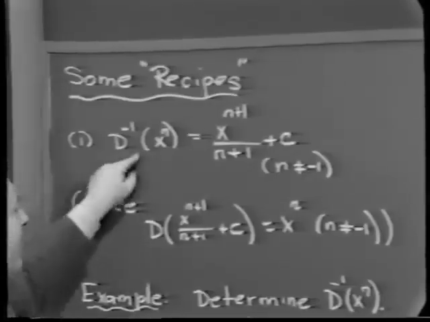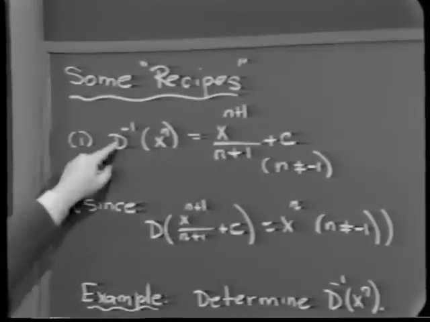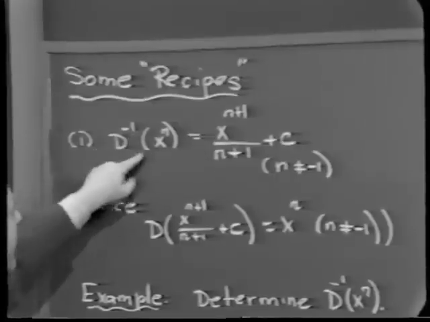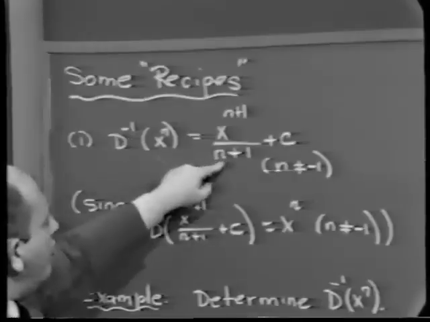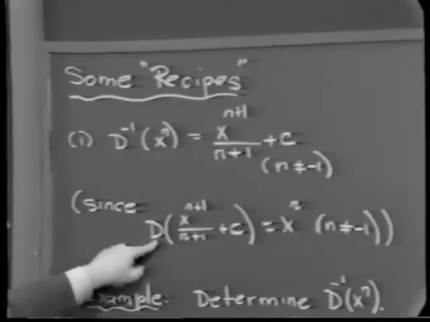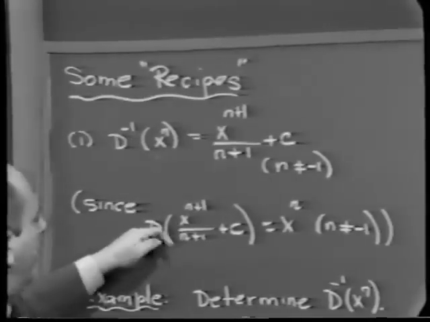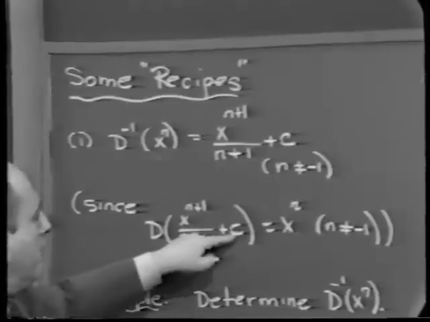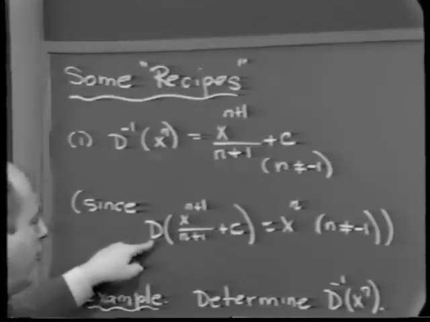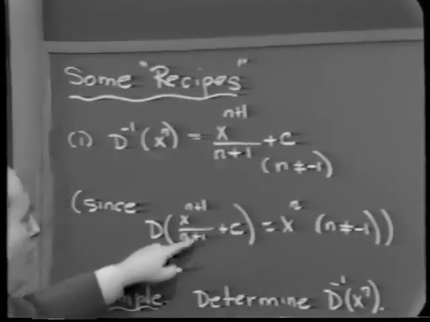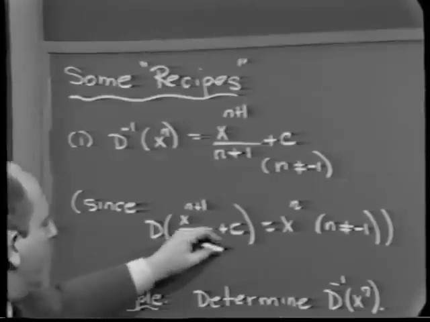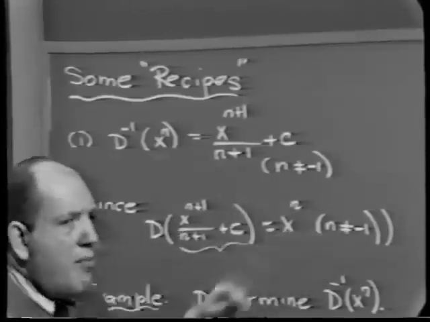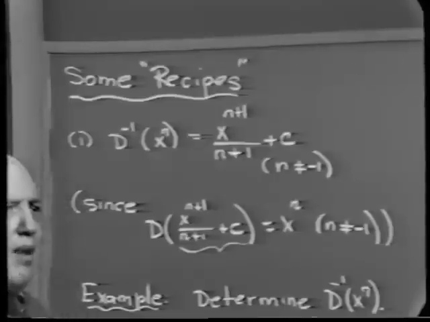Now, a person says, this doesn't look familiar to me. Again, keep in mind what D inverse means. Essentially, this is just a switch in emphasis from saying what? That if you run the family of functions x to the n plus 1 over n plus 1 plus a constant through your D machine, you get x to the n. Or more familiarly, the derivative of any member in this family is x to the n, provided that n is not equal to -1.